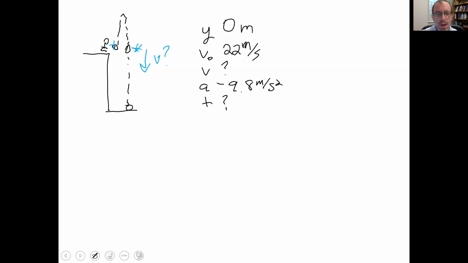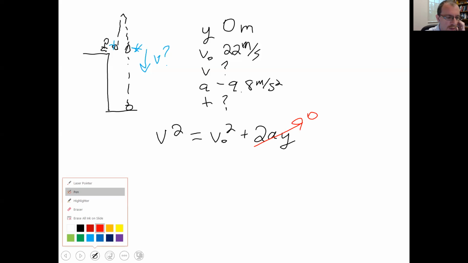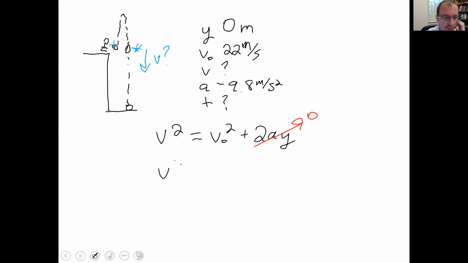If I look at that, I can think about my kinematic equations and realize that this one right here will work really well: v squared is equal to v naught squared plus 2a y. Well, in the y direction, there's no displacement. That variable y is 0. So when I plug in 0 for y, that entire term goes away, and we are left with v squared is equal to v naught squared.